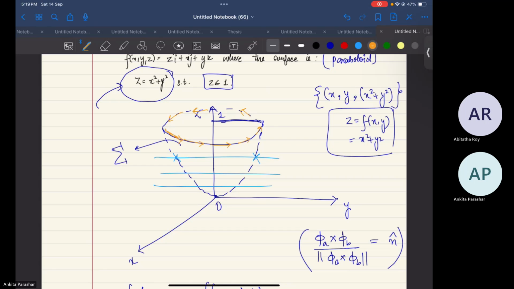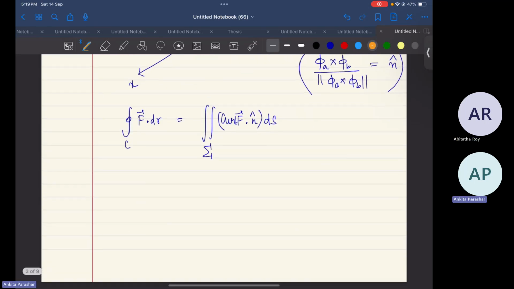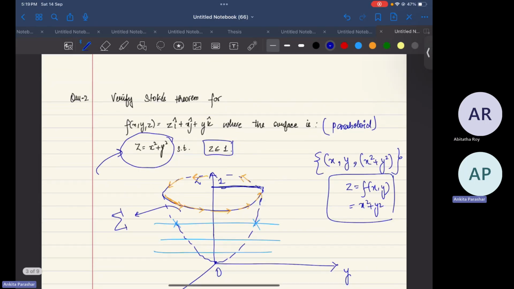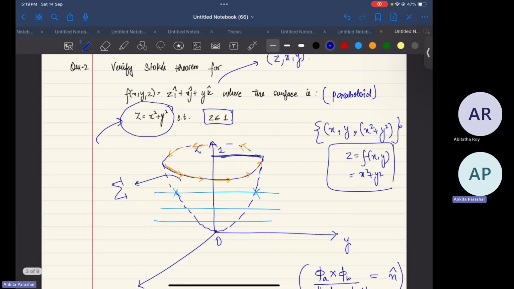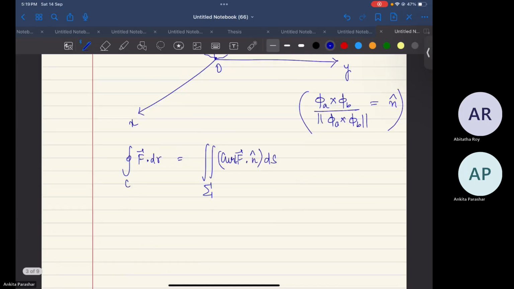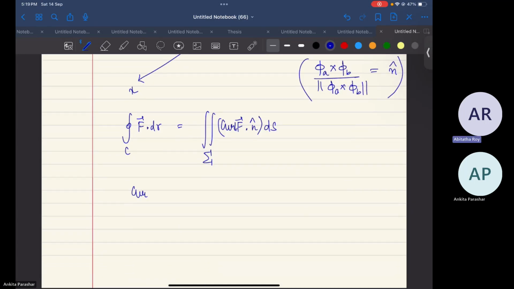Now let's compute curl f first. So remember f is z, x, y as coordinates. I will just write z, x, y. So can you tell me what is curl of f? Curl of f is the cross product between the gradient and f. Okay, this is what you are telling.